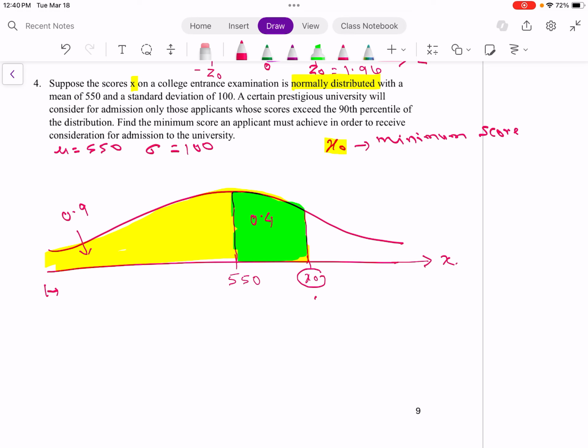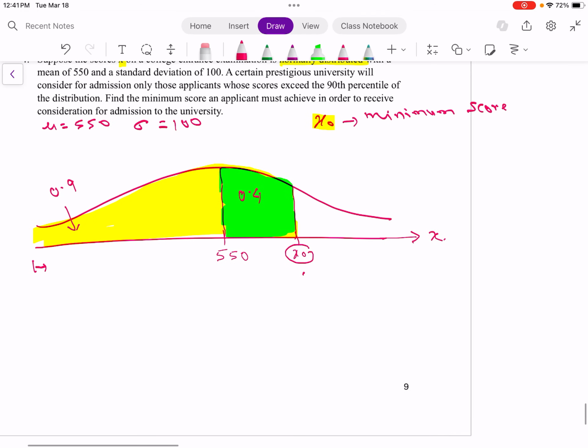Do you all agree up to here? Now we have X and we don't want X. We need to convert X into G, right? Now let's convert every X into G. So for 550, how do we convert? 550 minus mean 550, divided by standard deviation 100, which is 0.